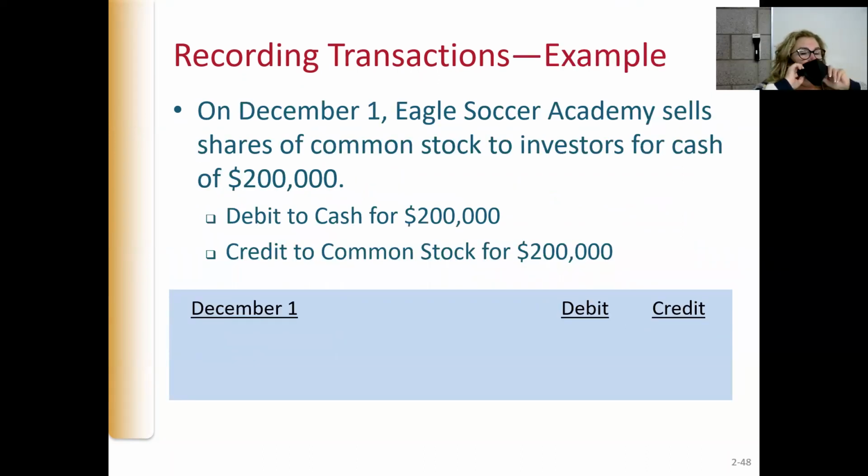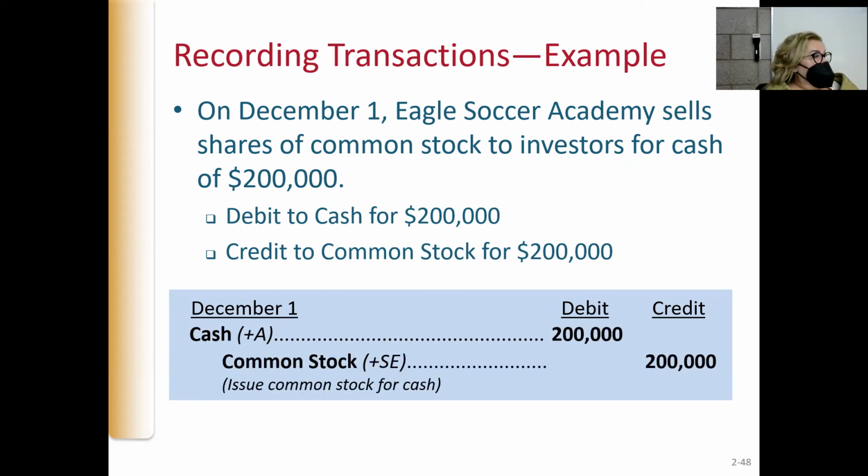So guys, let's go back to the first one. On September 1st, Eagle Soccer Academy sells shares of common stock to investors for cash of $200,000. We knew the two accounts we already had. We knew cash increased and we knew common stock increased. But now we can understand our cash we're going to debit. To increase cash, we debit it. To increase common stock, we're going to credit it.